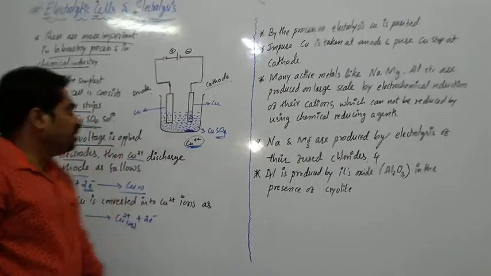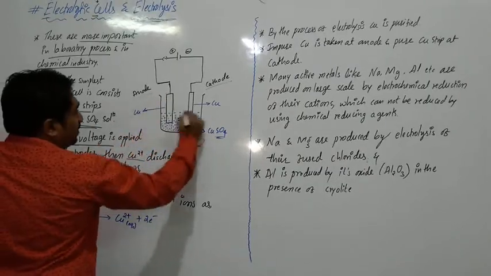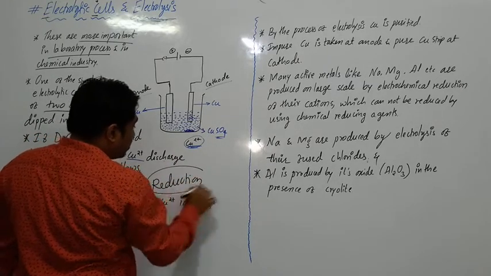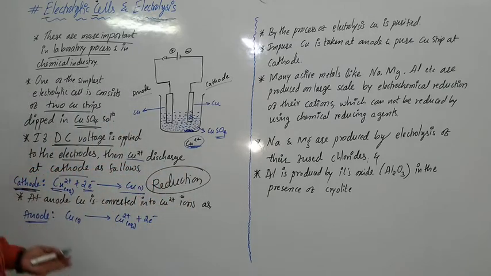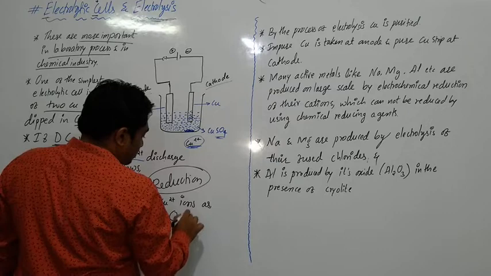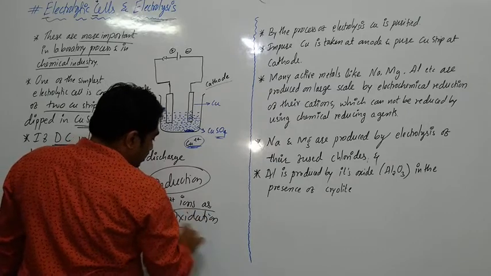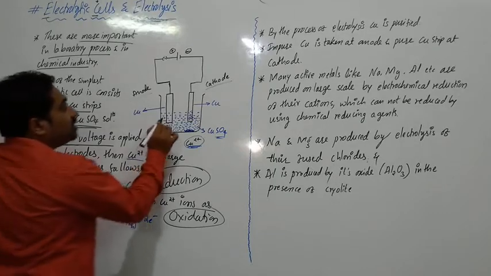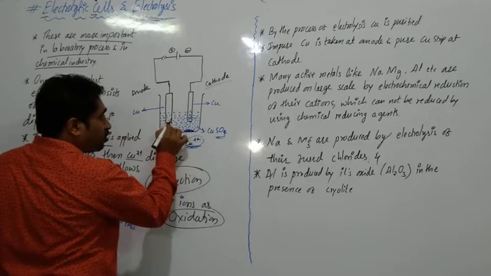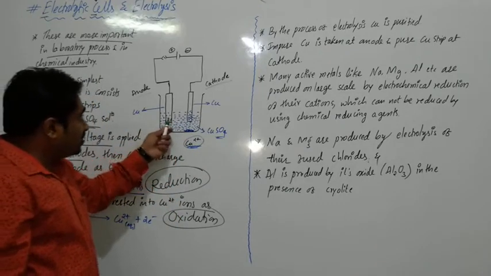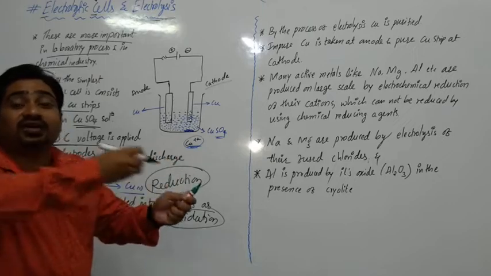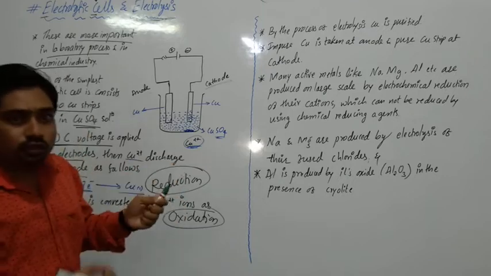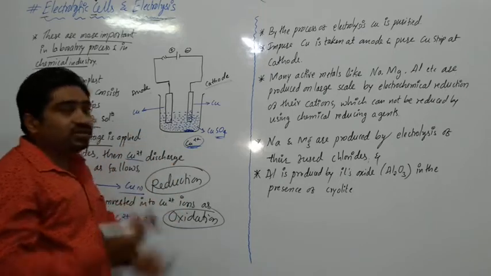Here this reaction at the cathode is called reduction. If reduction takes place at the cathode, then at the anode it must be oxidation. The oxidation reaction takes place at the anode. What happens here? The copper atoms from the surface of the electrode are converted into copper ions; they come into the solution as ions by losing their electrons.